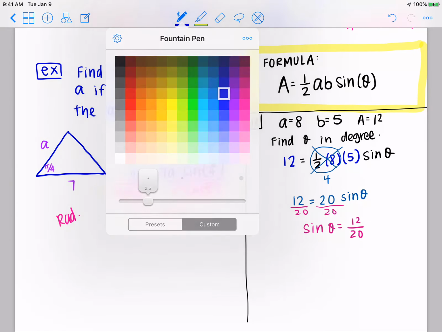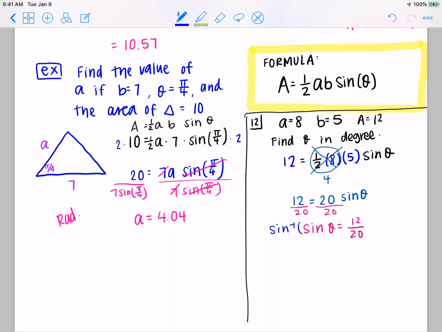Get rid of your sine on both sides by putting inverse of sine. So theta would be inverse of sine of 12 over 20. Okay, and you would get 36.87. Okay, as the answer for now.